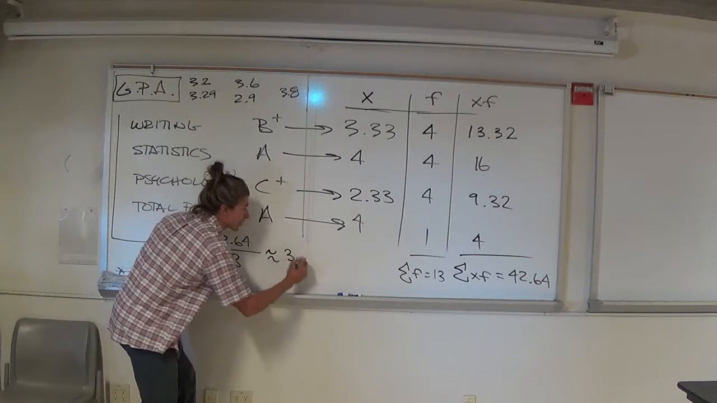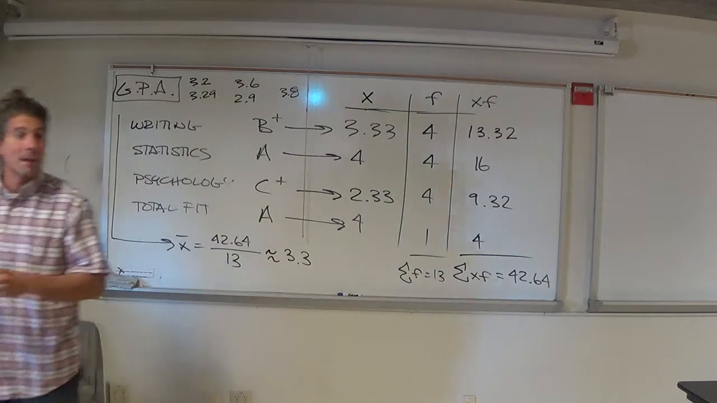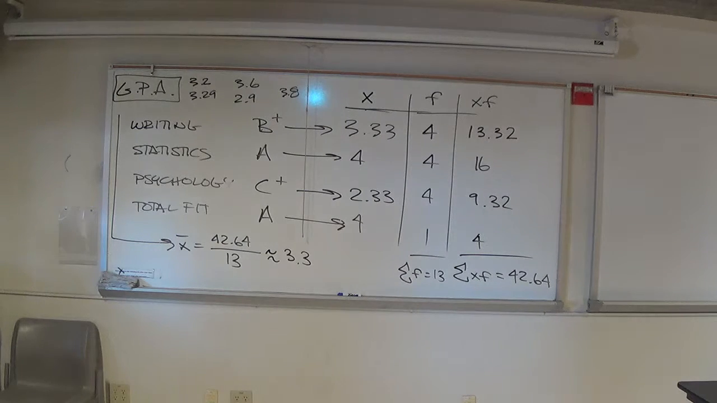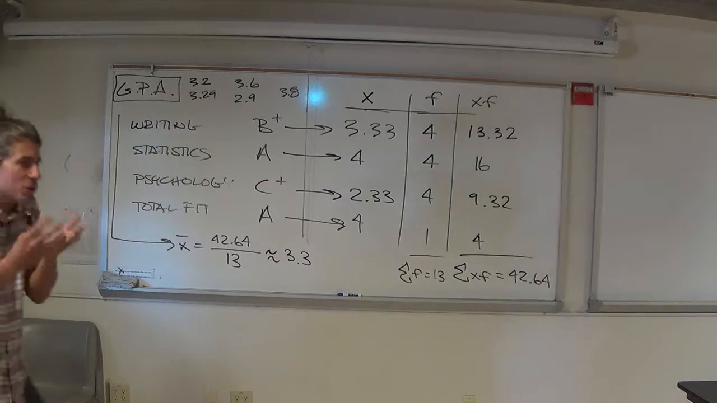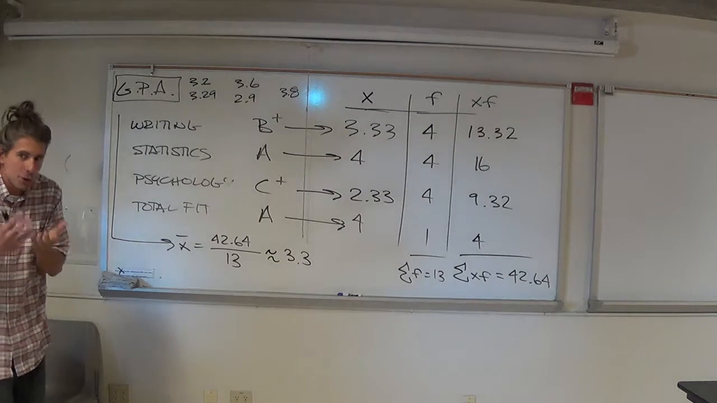I'm going to call it a 3.3 because I don't make rules and I'm going to round up and make your GPA look better. 3.33. That's pretty good. That is pretty darn good. Exactly. But you can see, you can use this to your advantage.